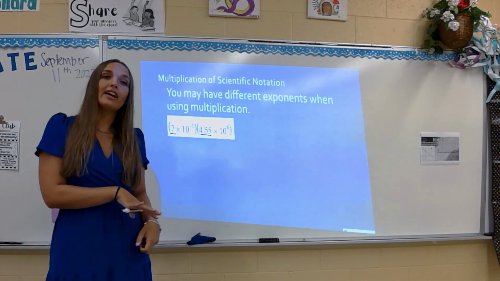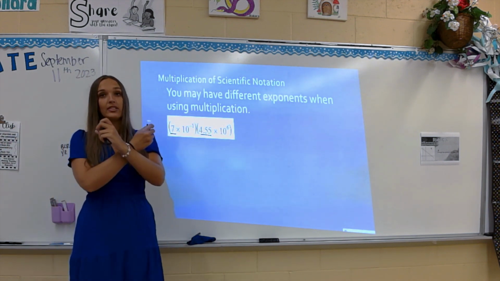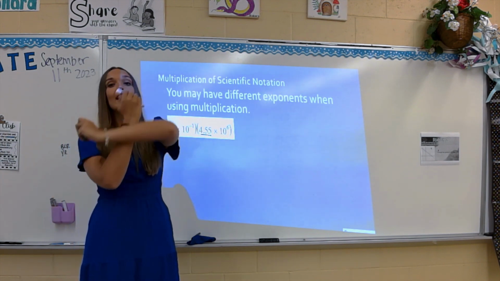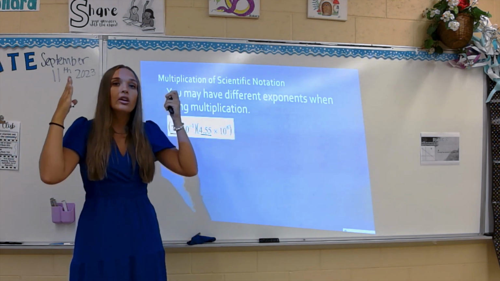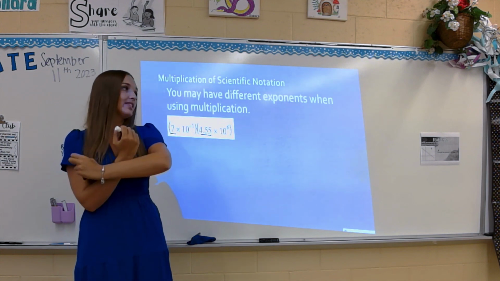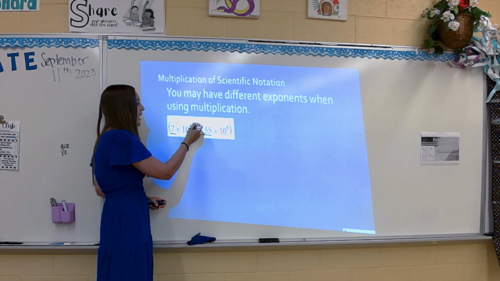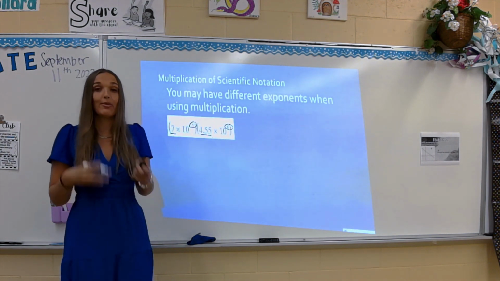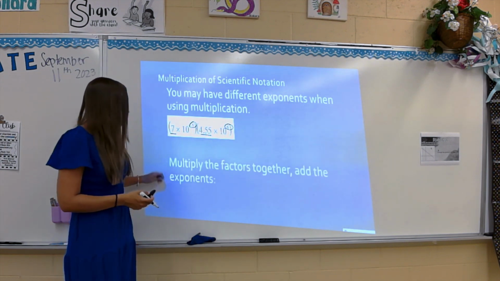When I multiply my factors together, then I have to add their exponents. So I'm multiplying the factors, adding the exponents. That's the way I like to remember it. Multiply and add. We're just twisting our arms. It's an important key point that you need to remember. Multiply the factors, add the exponents. So I'm going to do 7 times 4.55, and I'm going to do negative 1 plus 6. A lot of people forget that we're adding those exponents. We're not multiplying them.